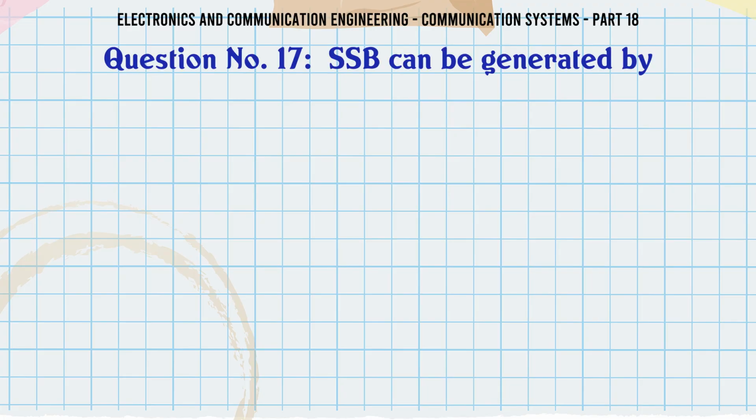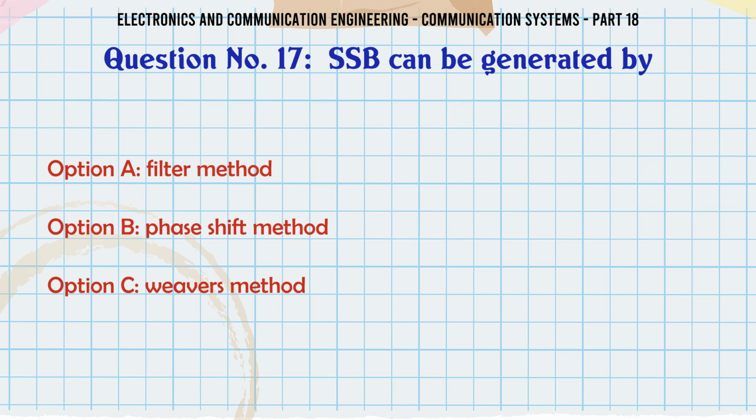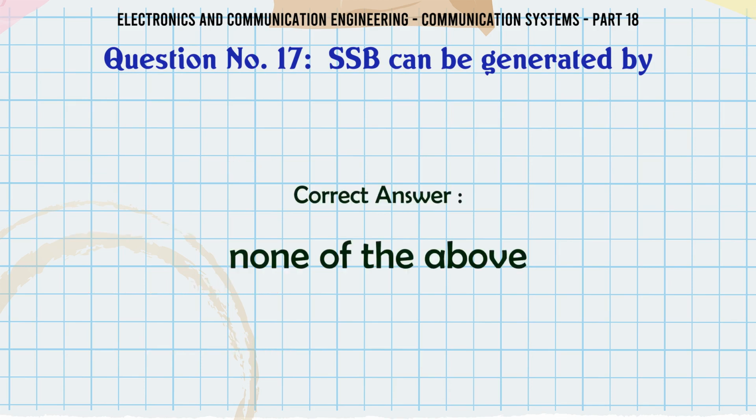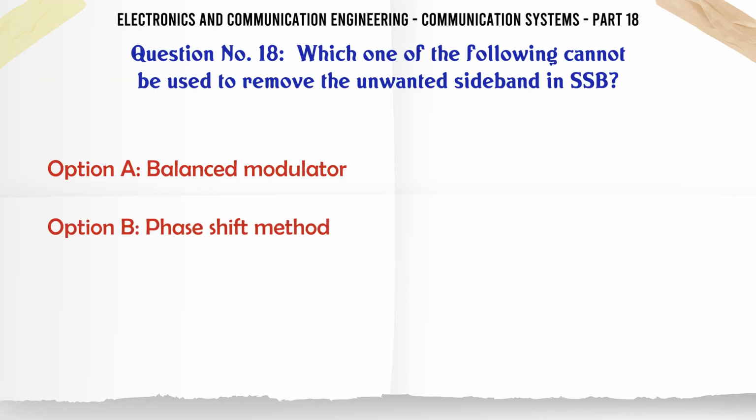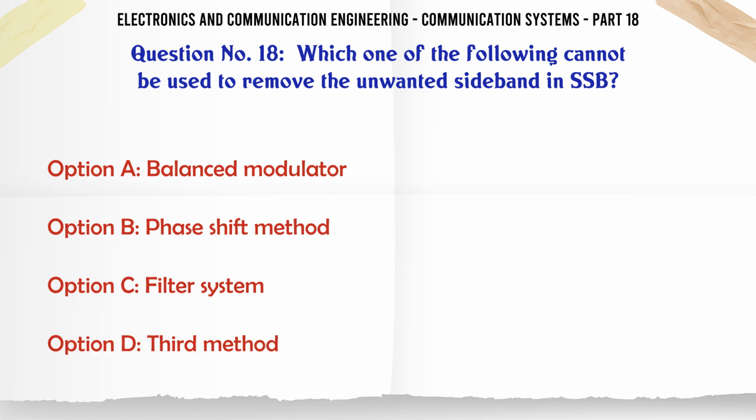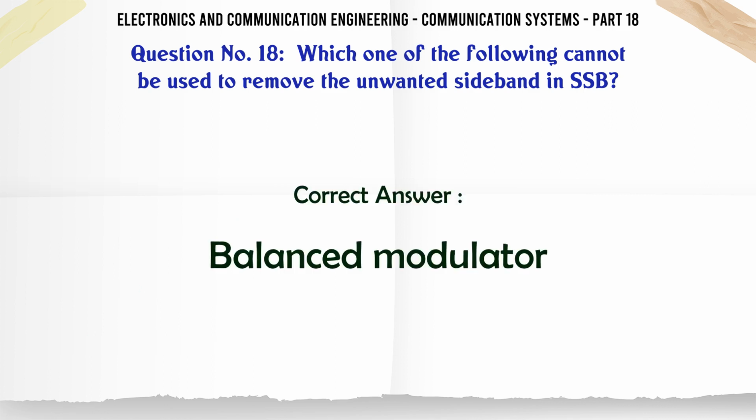SSB can be generated by A. Filter method, B. Phase shift method, C. Weaver's method, D. None of the above. The correct answer is none of the above. Which one of the following cannot be used to remove the unwanted sideband in SSB? A. Balanced modulator, B. Phase shift method, C. Filter system, D. Third method. The correct answer is balanced modulator.